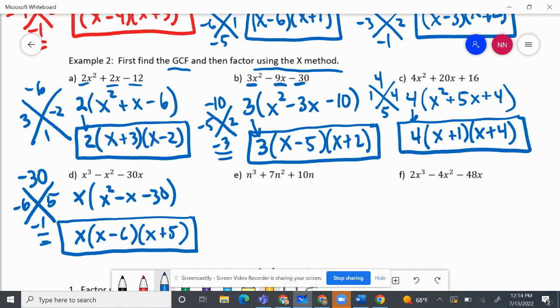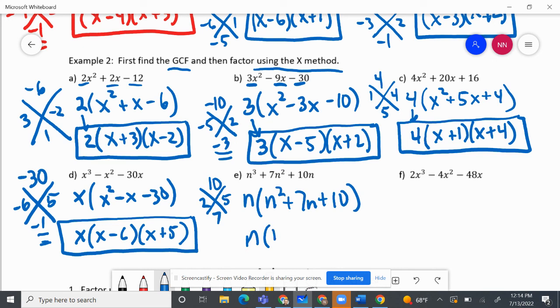So for letter E, we see that they have an n in common. So we factor out an n, and that gives us n squared plus 7n plus 10. We're going to look for two numbers that multiply together to give us 10 and add up to 7, and that would be 2 and 5. So that means that we keep the n in the front, and we have n plus 2 and n plus 5.